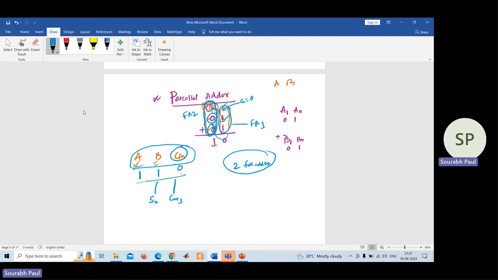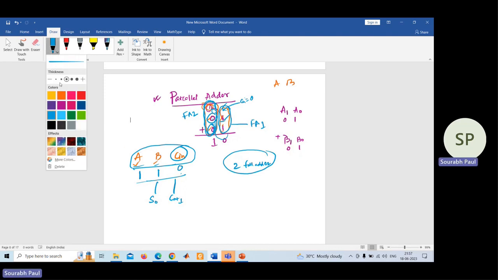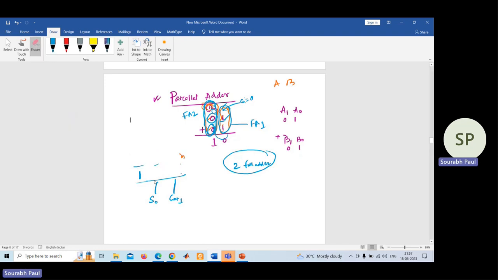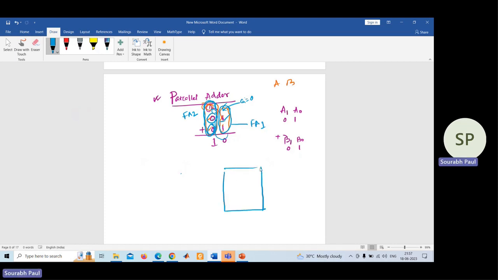Now, how is this circuit given in the case of a full adder? I will discuss this one. As I already told, for this particular example you have to use 2 full adders. So this is full adder number 1. What are the inputs? In a full adder, 2 inputs will be there.